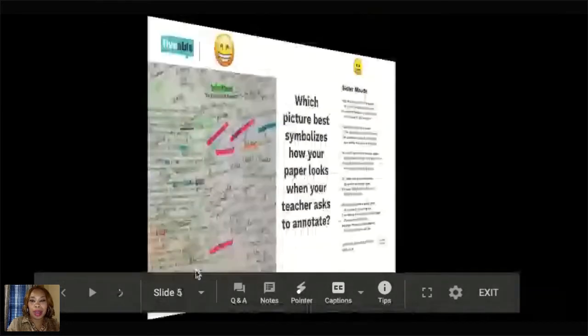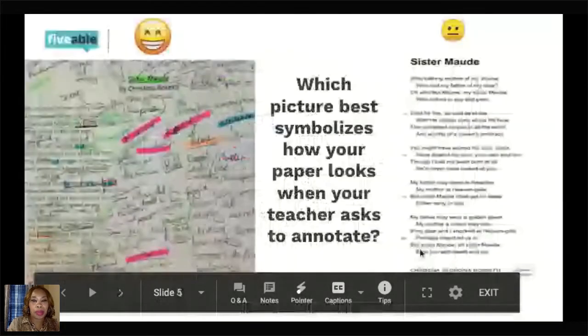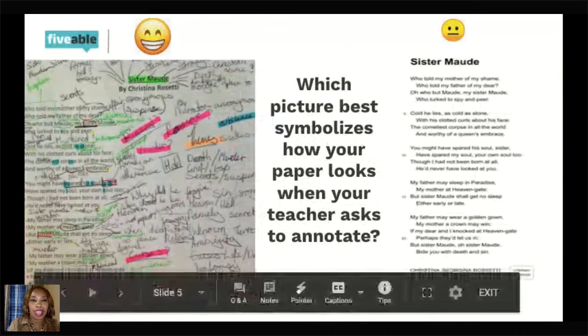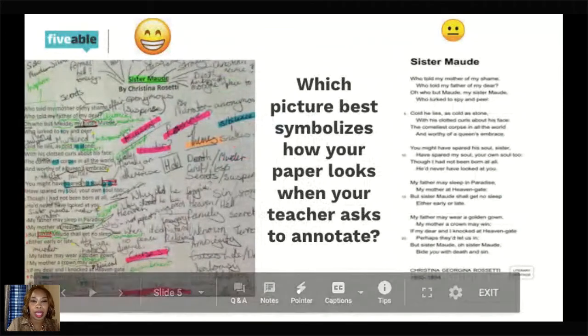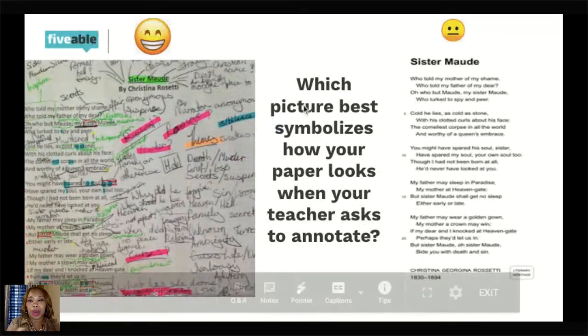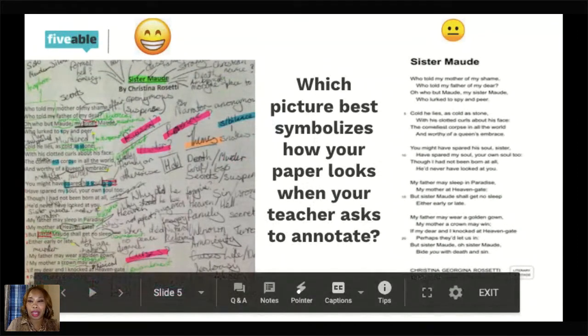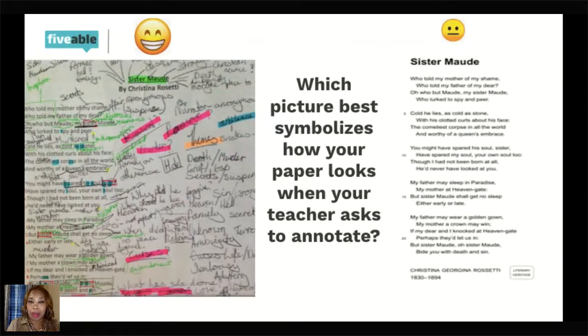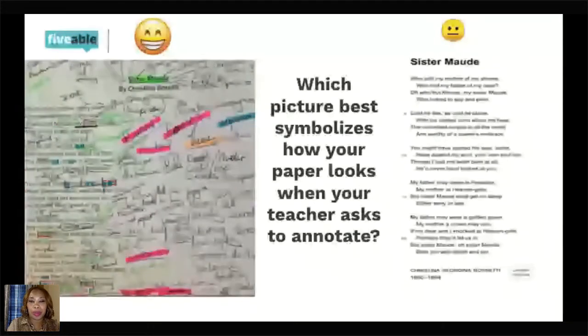All right, so which picture symbolizes how your paper looks when your teacher asks you to annotate? Is it this one where you see a lot of highlighting, a lot of color, a lot of writing, it's all over the place? Or is it like the one on the right where the teacher hands you the prompt and says, I want you to annotate this, and it may be blank? So which one best symbolizes how your paper looks when a teacher asks you to annotate?